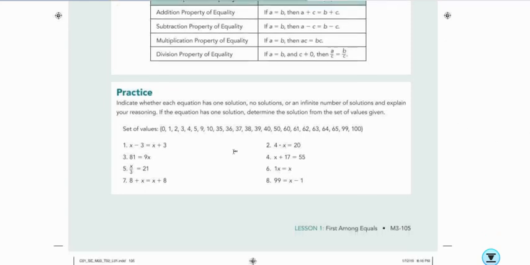We get down here with some practice, and it says indicate whether each equation has one solution, no solution, or an infinite number of solutions. And then explain your reasoning. If the equation has one solution, figure out what it is for the set of values given.